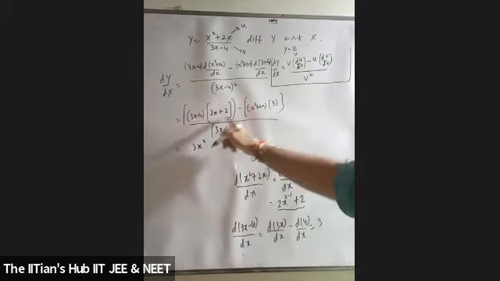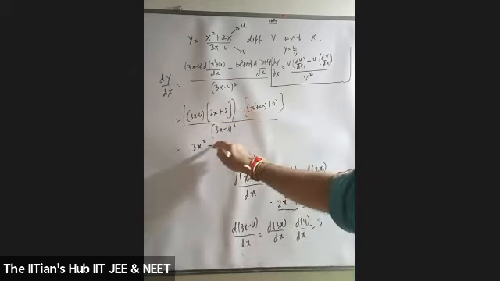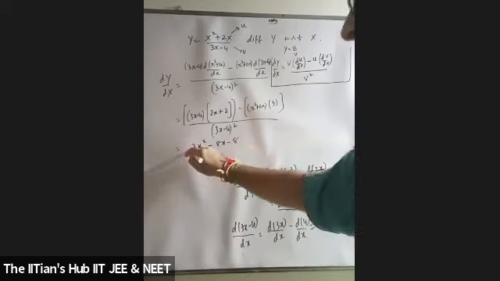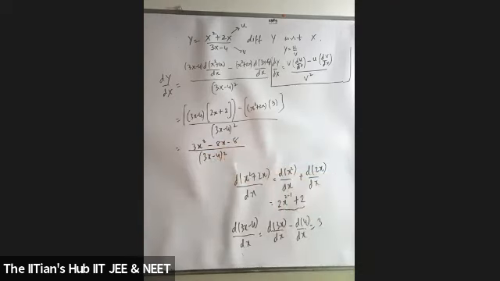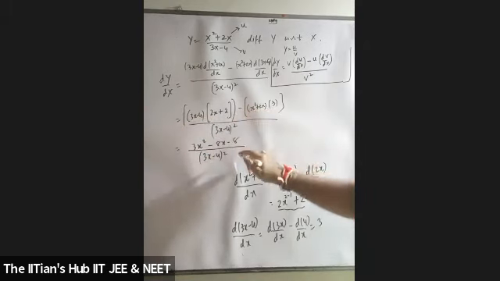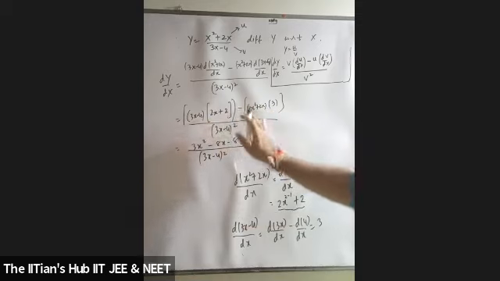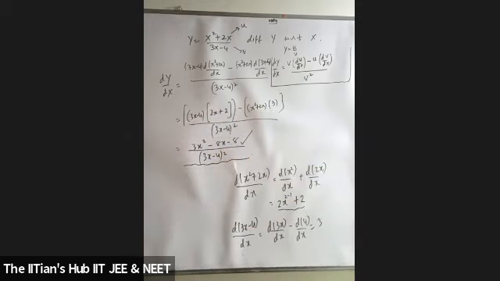Now you multiply these two and subtract, you'll get the answer: 3x square minus 8x minus 8 upon 3x minus 4 the whole square. Multiply these two brackets, multiply this and then subtract it, you'll get this answer. This is simple maths. How many students have got this answer? Raise your hands, those who have got this answer.